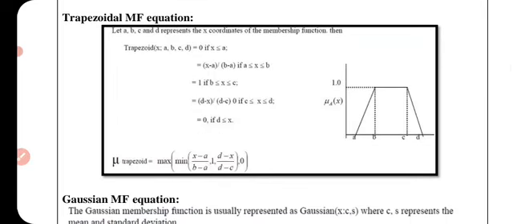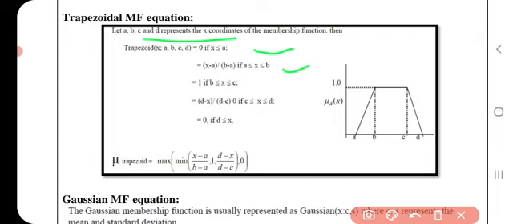Similarly, for the trapezoidal membership function, let A, B, C and D represent the x coordinates of the membership function. Then these are the equations for different conditions. In the triangular membership function, we have 3 elements or variables. In trapezoidal, we have 4 elements, and based on the value of x, we have different equations for mu A. So in general, the trapezoidal membership function is a maximum of the minimum of these 4 values. With the help of this equation, we get the particular shape of the membership function.